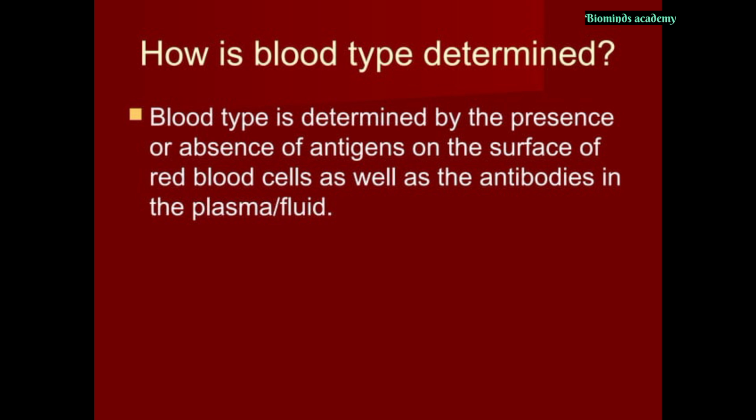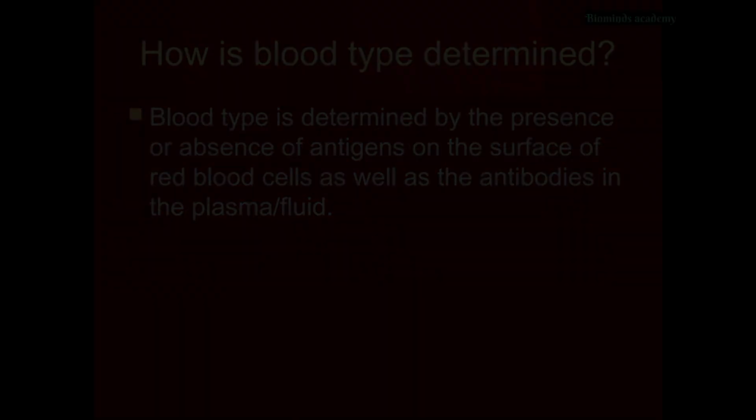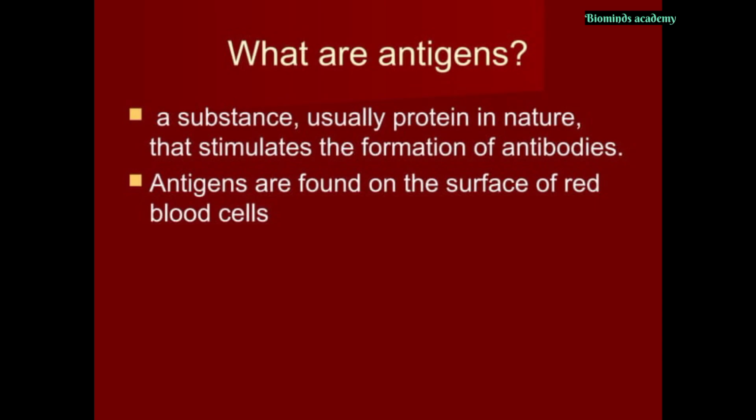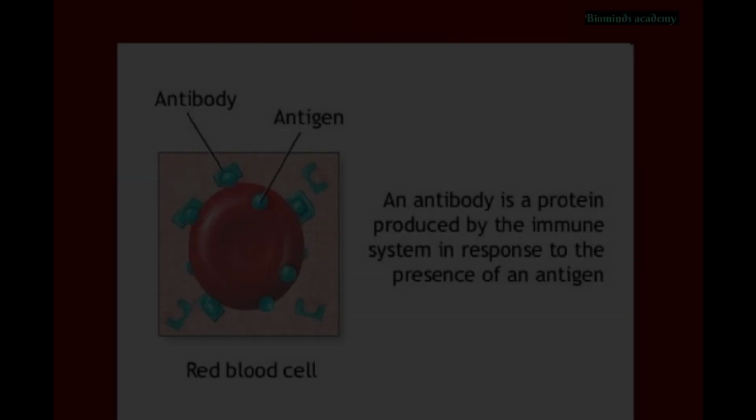All of you are curious about how the blood type is determined. Blood type is determined by the presence or absence of antigens on the surface of the red blood cells, as well as the antibodies in the plasma, or the fluid. Antigens are substances, usually protein in nature, that stimulate the formation of antibodies. Antigens are found on the surface of the red blood cells, or the RBC.